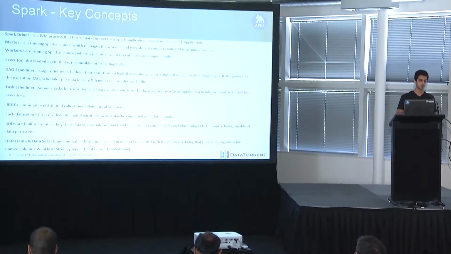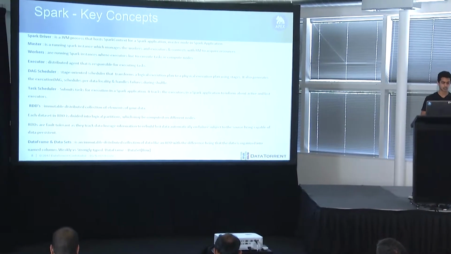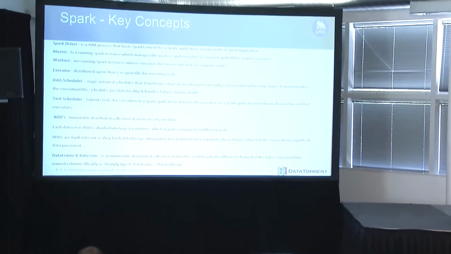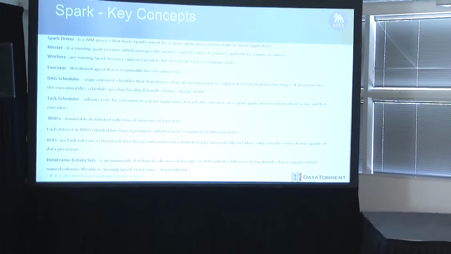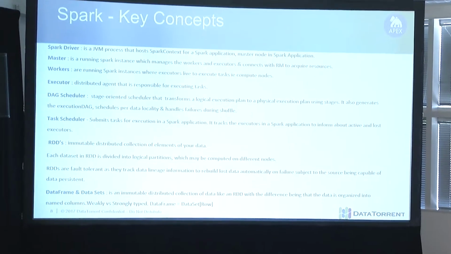Workers are essentially running Spark instances in which executors live and execute a given task on different nodes of your cluster. An executor is, again, just a distributed agent for executing tasks. So you have the driver, you have a master, which is a process dealing with workers and executors. The executor is running a task.